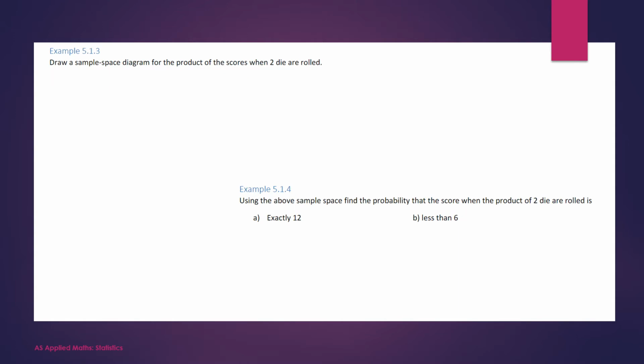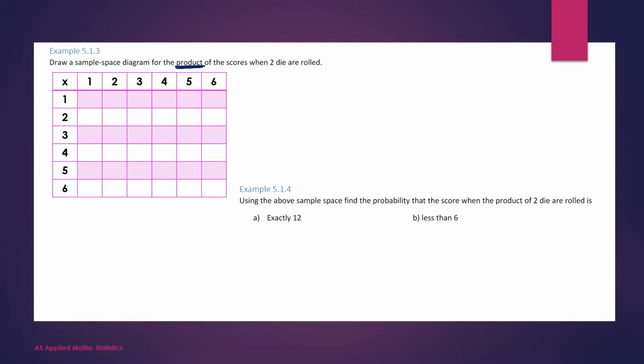Example 5.1.3. Draw a sample space diagram for the product of two scores when two dice are rolled. The product means multiply. So the best way to do this is to draw a table that would look something like this, and we're just going to fill that in, and it's just a basic multiplication table. If the top was the first die, and the side was the second die, the possibilities are 1, 1, 1, 2, 1, 3, 1, 4, 1, 5, 1, 6, getting a 1 on the second die, and then these numbers on the first.